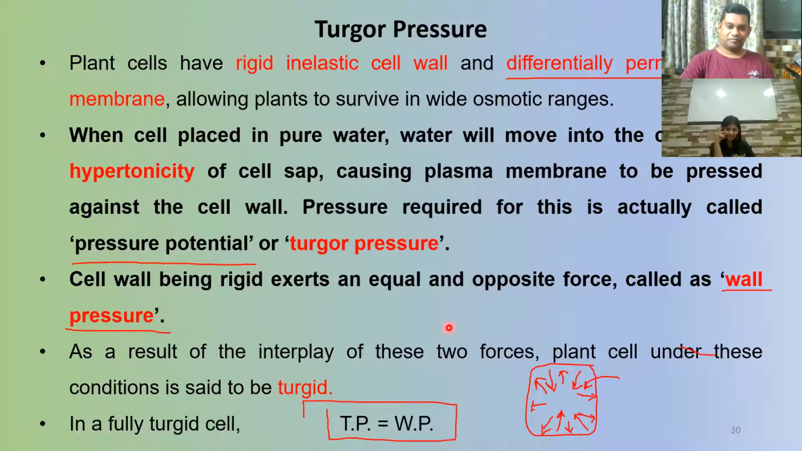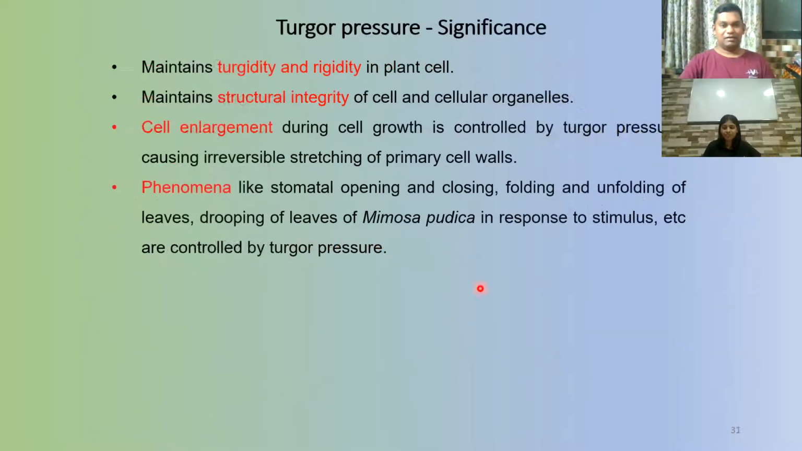So let's take a look at this further. The significance of turgor pressure: it maintains turgidity and rigidity in a plant cell. Rigidity is the phenomenon whereby a plant cell resists any change in its shape. That is called rigidity. Turgidity, now you have understood.